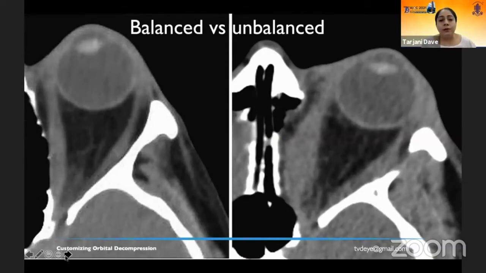Essentially, there's a concept known as balanced versus unbalanced orbital decompression. So what is balanced? When you remove a part of the lateral wall and you also remove a part of the medial wall, you're widening the orbit so that the globe falls back into position. This is balanced because you have done it on 2 opposing forces. Versus that, what is unbalanced? If you do floor and medial wall, then it is an unbalanced decompression because your globe can sink inferomedially.